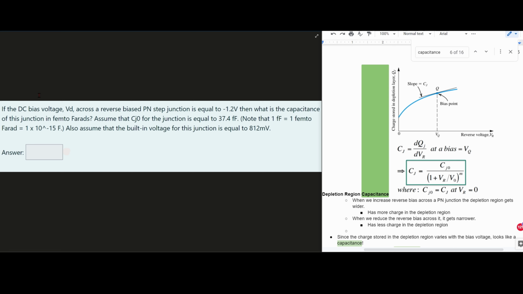If the DC bias voltage, which is VD, across a reverse biased PN step junction is equal to negative 1.2 volts, then what's the capacitance of the junction in femtofarads? Before we continue on with this problem, let's highlight what we know.